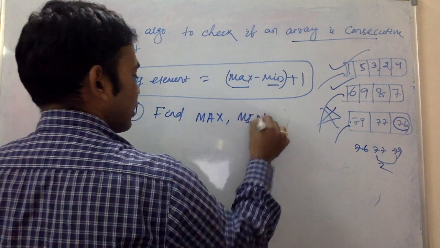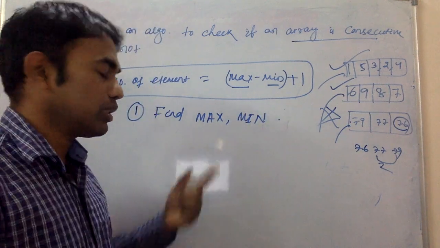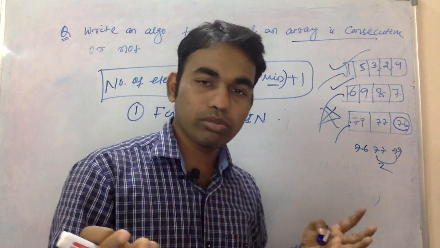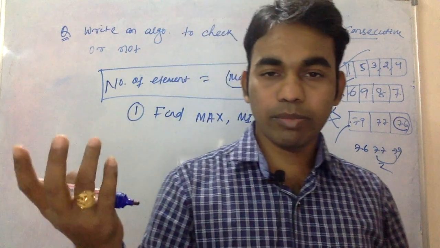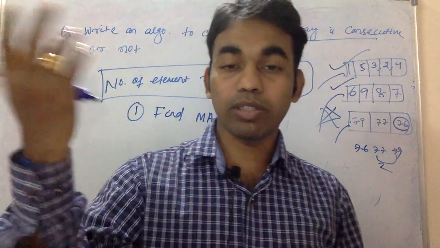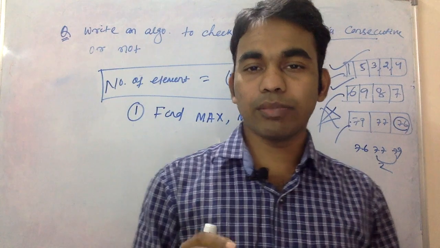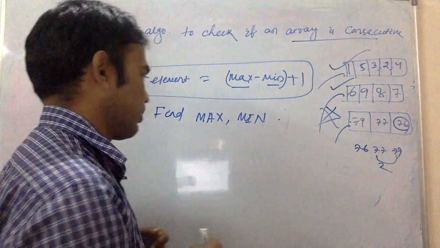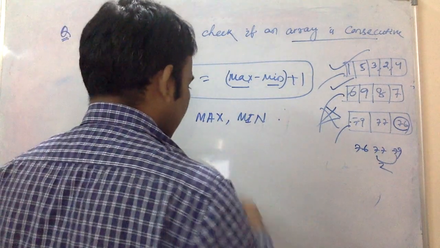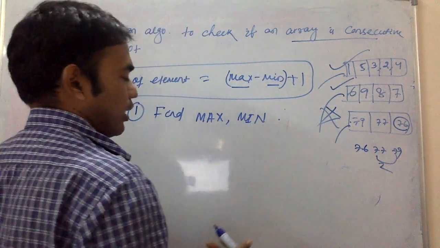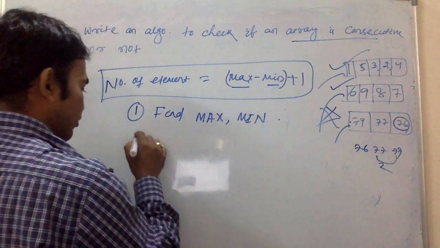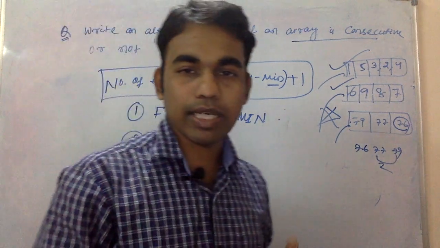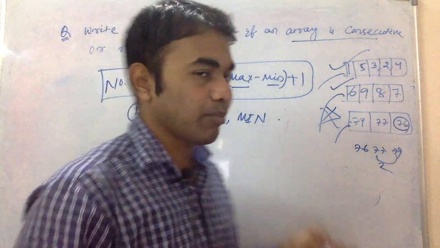I hope you know you can find this using order of n time, because this is one for loop, right? For i equal to 1 to n, take minimum equal to infinity, and if the minimum is greater than the current element, then reinitialize the minimum, and vice versa for maximum. If the element is greater than maximum, then set max equal to a of i. So this will take order of n time, okay? We'll go for the time complexity analysis later, but right now we are just writing the algorithm. So find maximum and minimum.